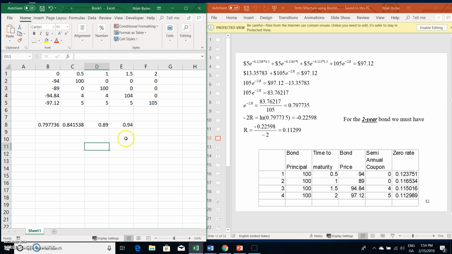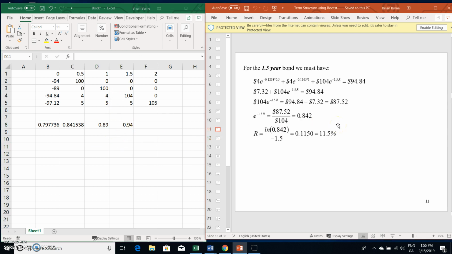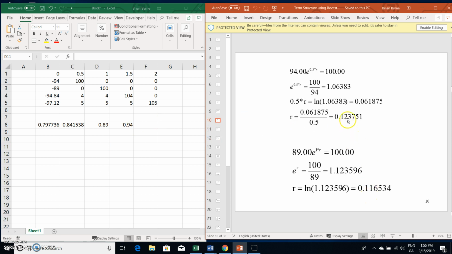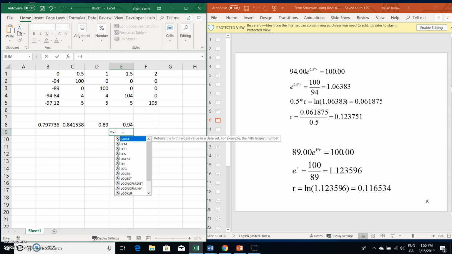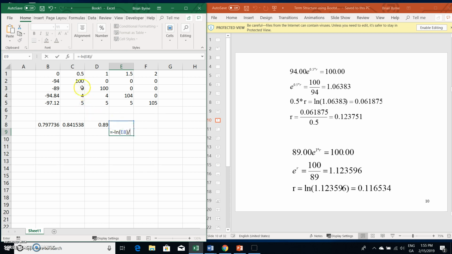To see what these are, if we come back here for a moment, we take the negative natural logarithm of the 9.4 and divide it by the time period of 6 months, and we get an interest rate of 12.375, which is the same as here. Likewise, if I go equal to negative natural logarithm, open bracket, take the discount factor, and divide it by the respective time period, which would have been 1 year.